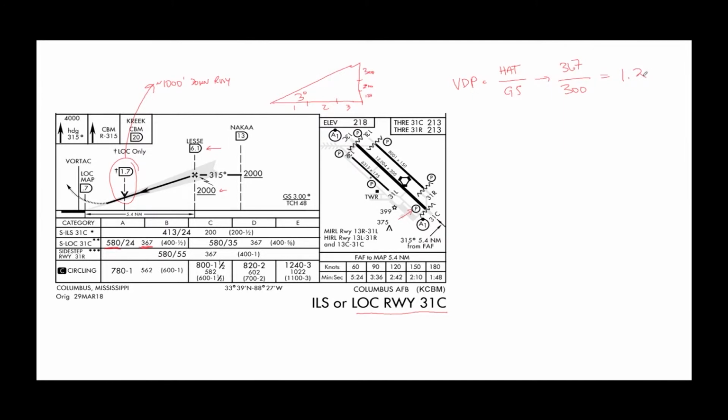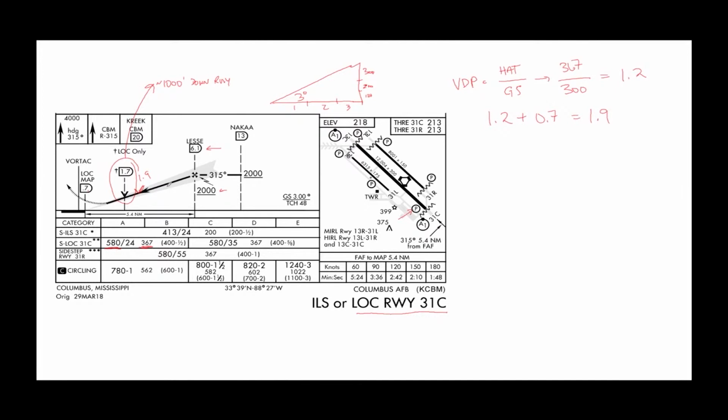Now don't make the mistake of thinking my VDP for this particular approach is at a DME of 1.2. Nope, I have to make sure that my VORTAC is giving me appropriate measurements. So from the runway, I already have a distance from the VORTAC of 0.7. So to calculate my VDP distance, I'm going to add 1.2 to 0.7, and I get a DME of 1.9. So my own calculated VDP is 1.9 DME.